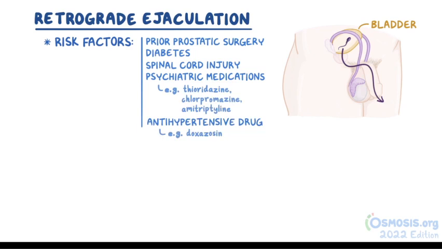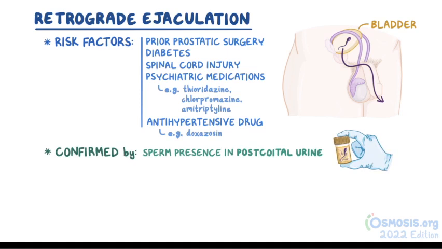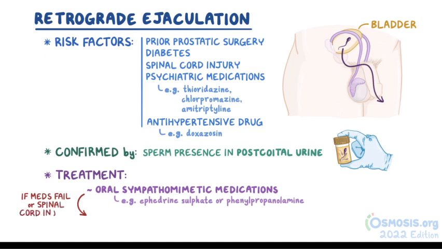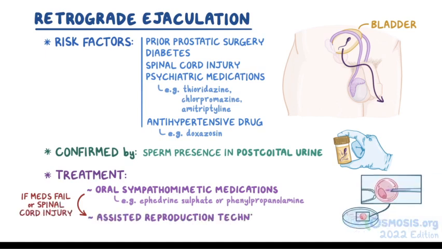Retrograde ejaculation can be confirmed by demonstrating sperm presence in the postcoital urine, and treatment options include oral sympathomimetic medications, like ephedrine sulfate or phenylpropanolamine, which have been shown to improve bladder neck closure. If these medications fail, or if retrograde ejaculation is secondary to spinal cord injury, assisted reproduction techniques like IVF with ICSI can be attempted using sperm obtained from the urine sample.